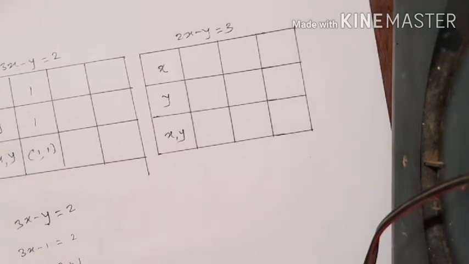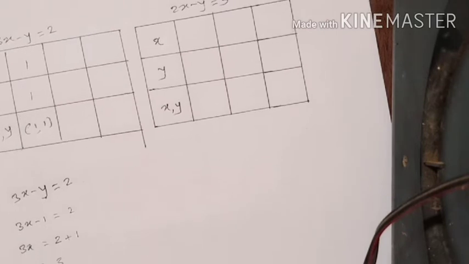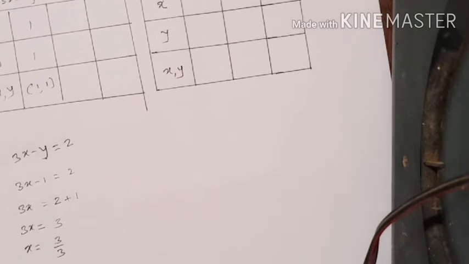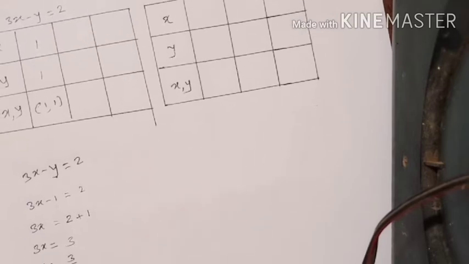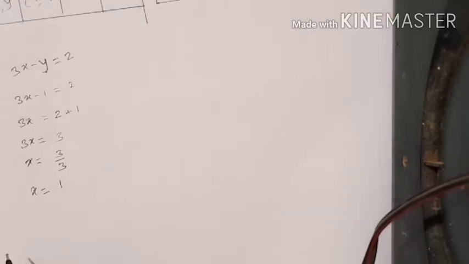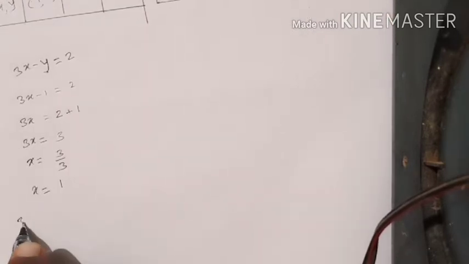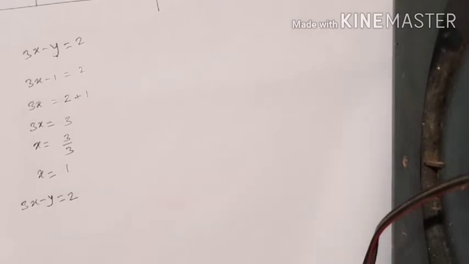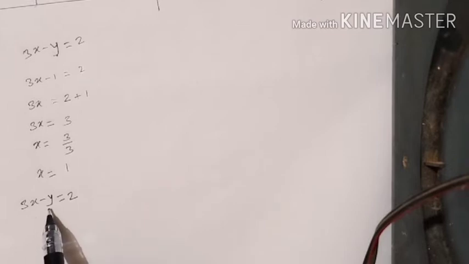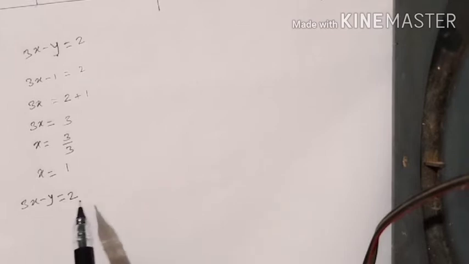First line complete. Now for the second box, we will see the example. We will see the equation, that is 3x minus y is equal to 2. Now see here, if I put 2, then minus 2 comes here, becomes plus 2, and 2 plus 2, that is 4. 4 is not a multiple of 3.